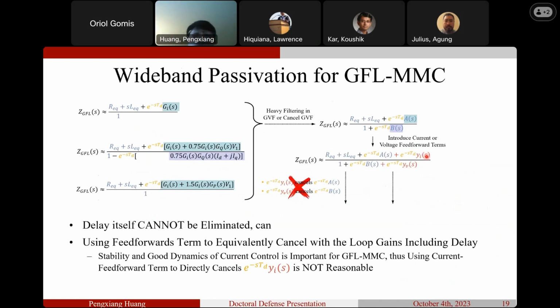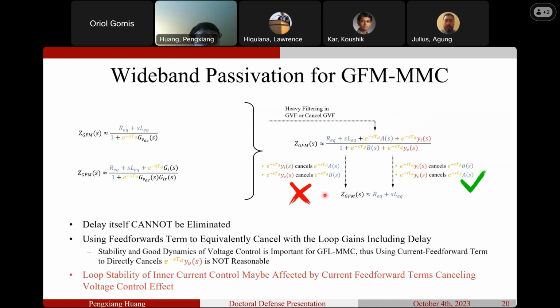open loop control mode. The other way would be better, which is use current feed forward to cancel voltage effect and use voltage feed forward to cancel current effect. And you didn't lose your controller, but you also cancel your delay effects from the impedance shape. So then what you get is R_eq plus sL_eq. It's fully passive.